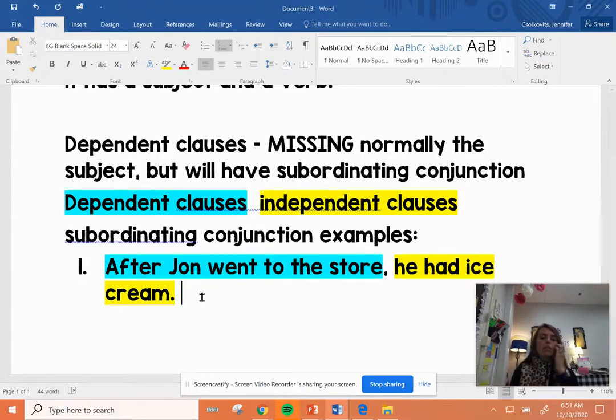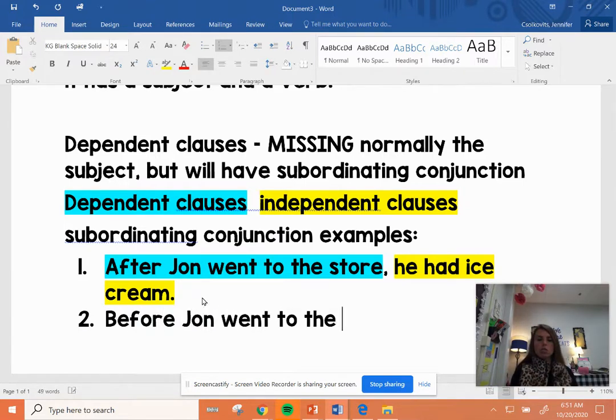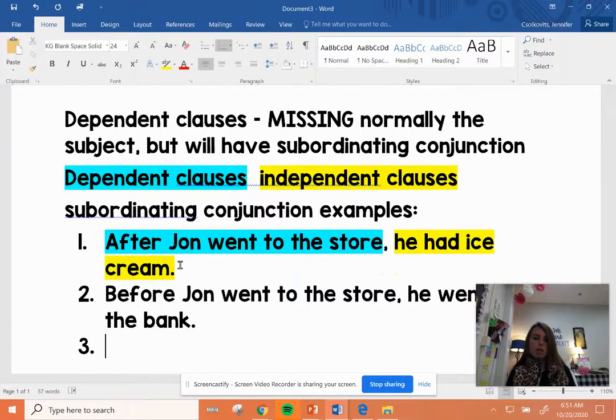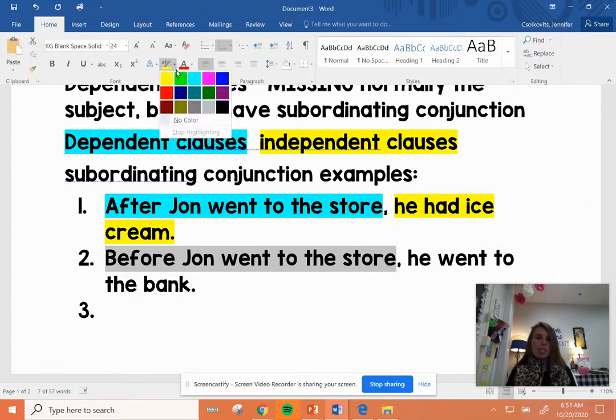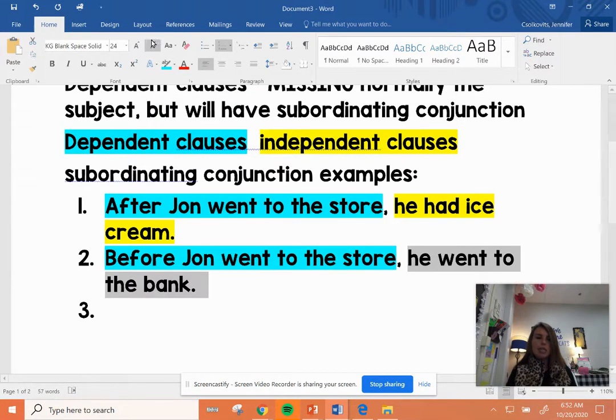For another example, it could be before John went to the store. There's always going to be a comma at the end of that clause that's dependent. So before John went to the store, I need to know what else is going to happen. Before John went to the store, what? He went to the bank. That could work. So I'm going to highlight that in teal because it's dependent. And then he went to the bank is independent because I have my subject and then I have my verb, and it all makes sense together. So it's not dependent upon something else.